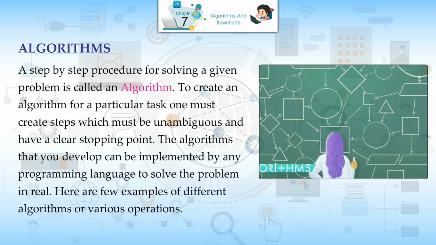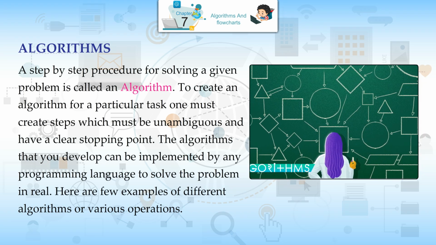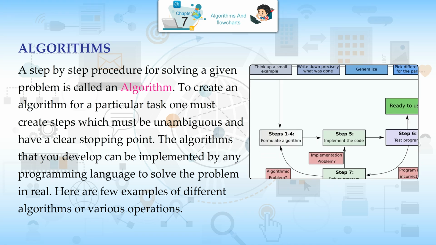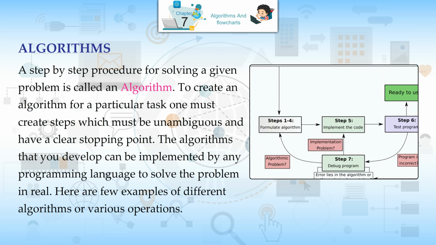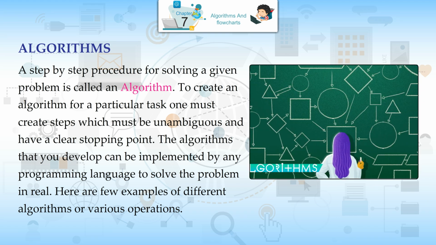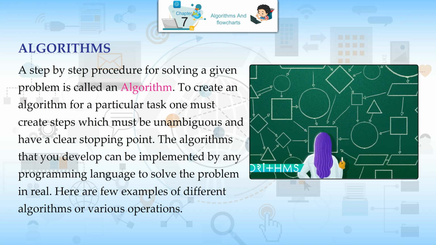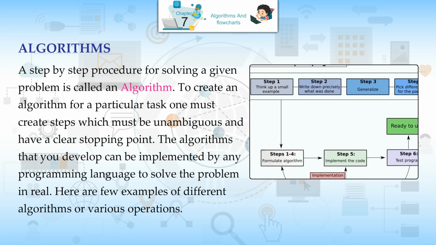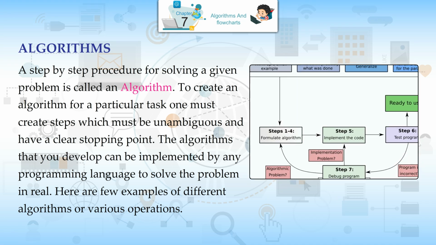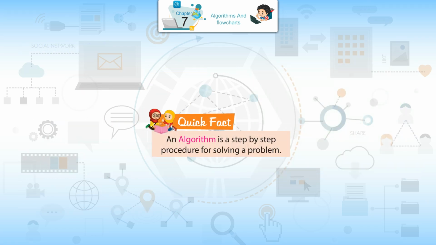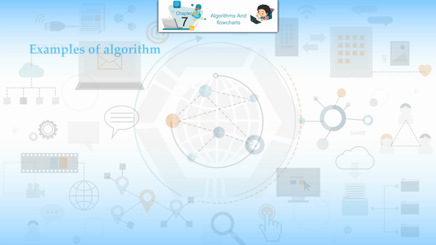Algorithms. A step-by-step procedure for solving a given problem is called an algorithm. To create an algorithm for a particular task, one must create steps which must be unambiguous and have a clear stopping point. The algorithms that you develop can be implemented by any programming language to solve the problem in real life. Here are a few examples of different algorithms for various operations. Quick fact: an algorithm is a step-by-step procedure for solving a problem.